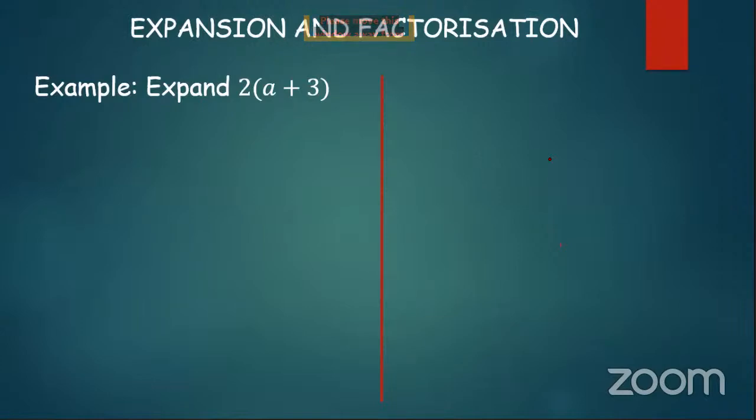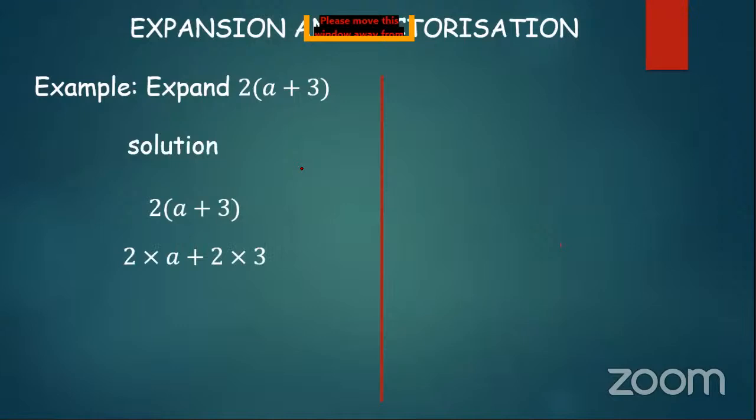Any other answer? No? Okay, so we are agreeing with that. So we are going to get 2 into A plus 3. That will give us 2 times A plus 2 times 3. And that will give us 2A plus 6.